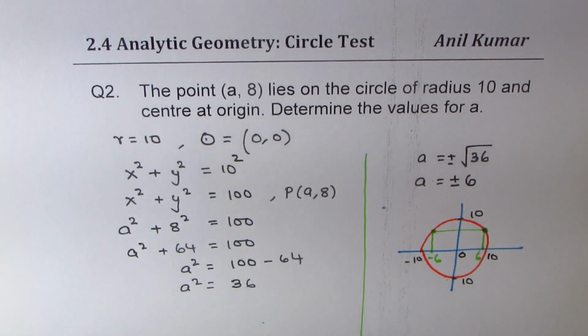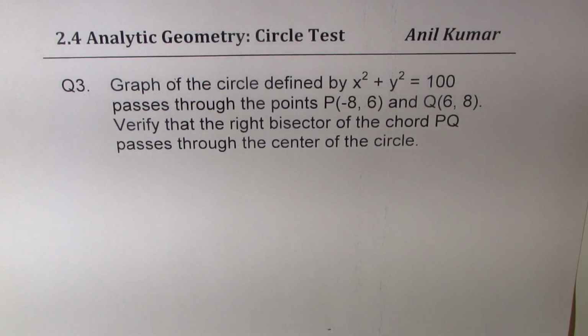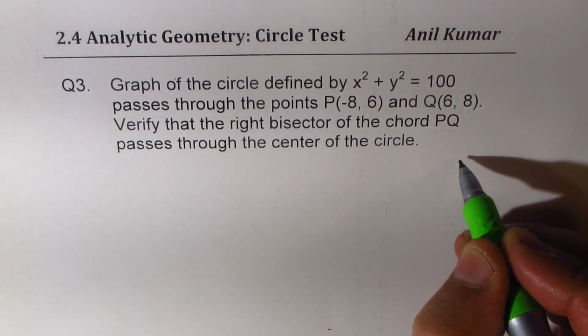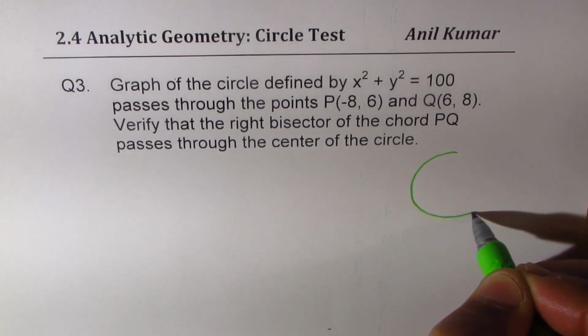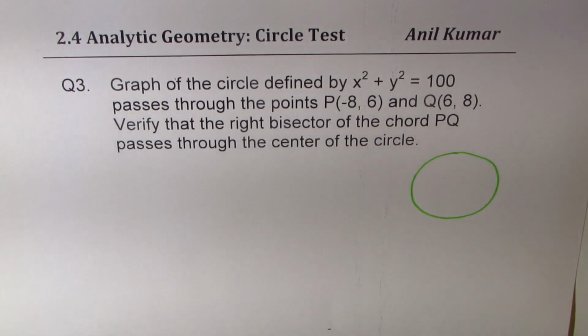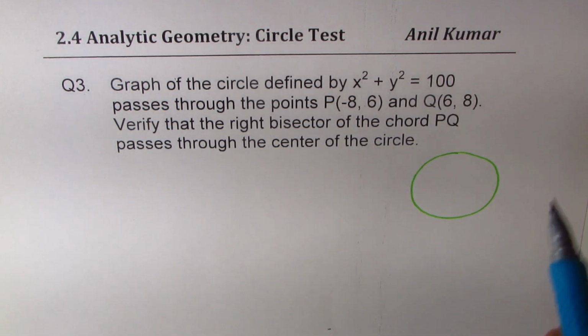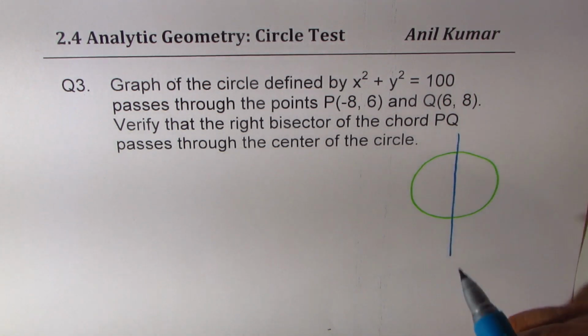Now let's take up question number 3. Question number 3. The graph of the circle defined by x squared plus y squared equals 100 passes through the points P(-8, 6) and Q(6, 8). Verify that the right bisector of the chord PQ passes through the center of the circle. So the situation is kind of like this. We have the circle with the radius of 10, since x squared plus y squared equals 10 squared. So this is the circle.